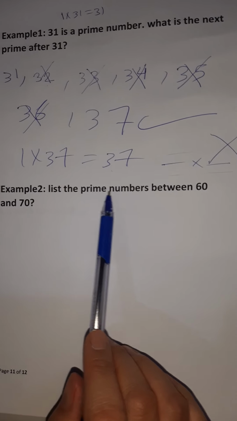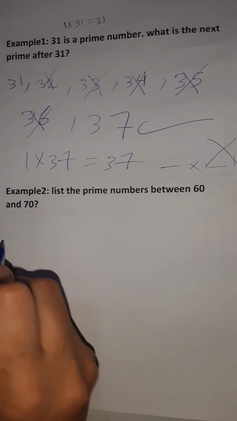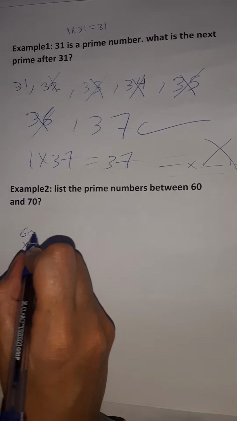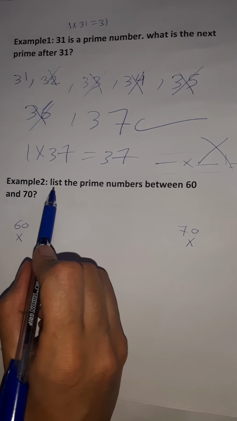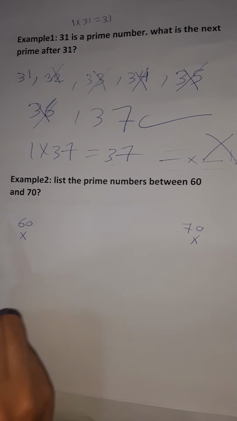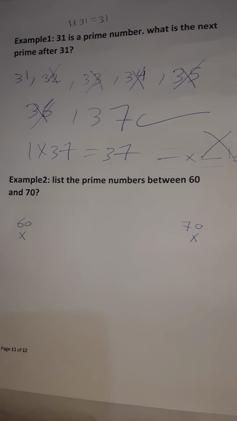List the prime numbers between 60 and 70. Don't count 60 and 70, since 60 and 70 are not prime numbers.